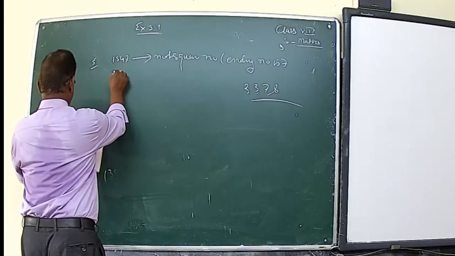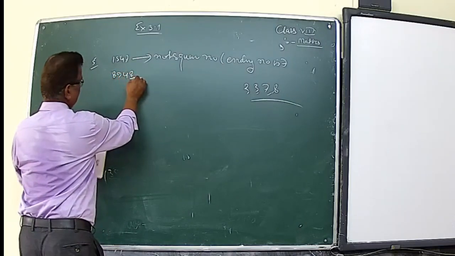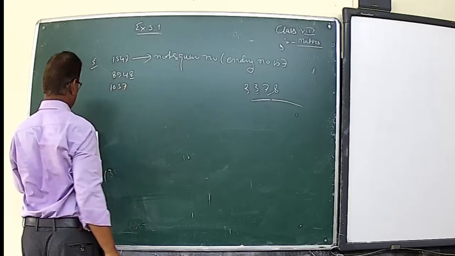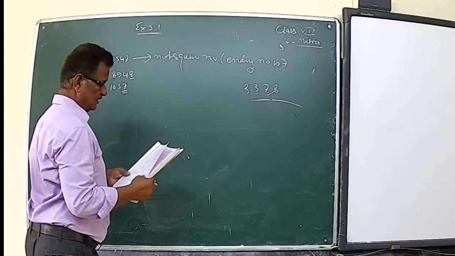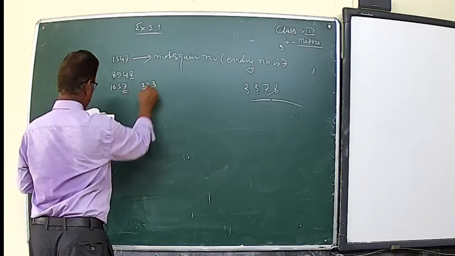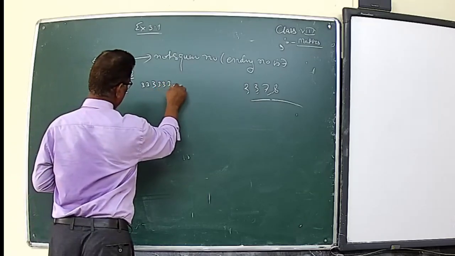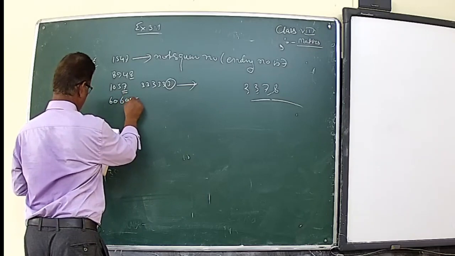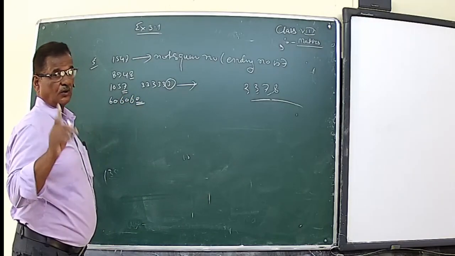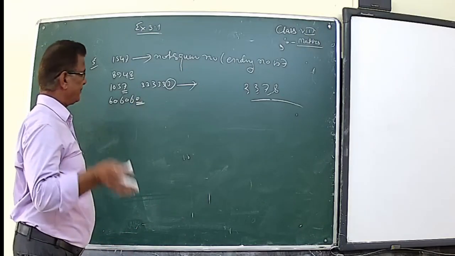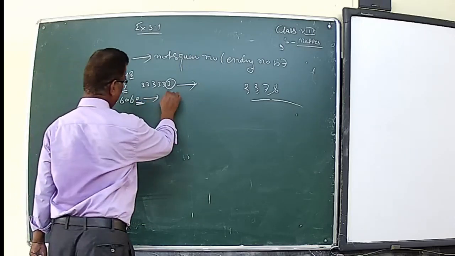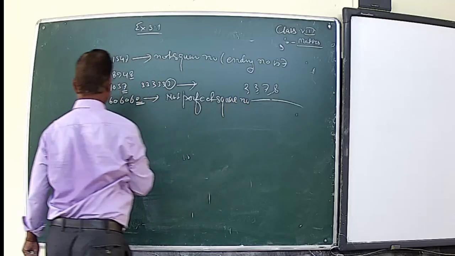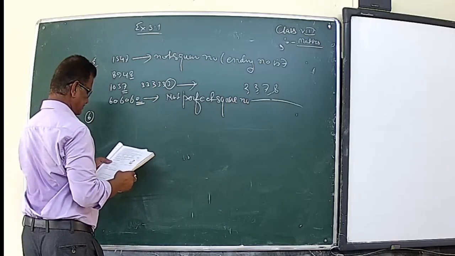Next, 8948 is also not a perfect square because the ending digit is 8. 1057 ends in 7, so this is also not a perfect square. 333 repeated 6 times ends in 3, so it is not a perfect square. 606060: here the number of zeros at the end is odd, just one. Numbers with an even number of zeros may be perfect squares, but with an odd number of zeros, it is also not a perfect square.